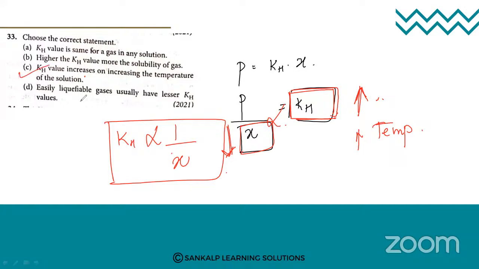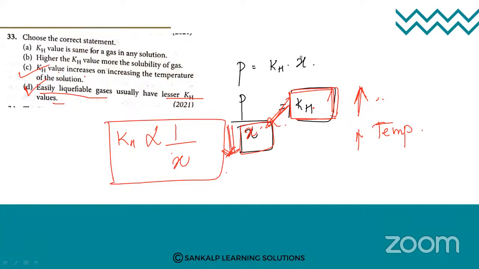So this is correct. Then when you talk about easily liquefiable gases also, they are having lesser value. So this option is also correct. So both these options are correct here. When we are talking about liquefiable gases, they are more soluble. If the solubility is high, what will happen to the KH value? KH value will be less, right? Because they are inversely proportional. So again, yes, option C and D, both are correct answers.